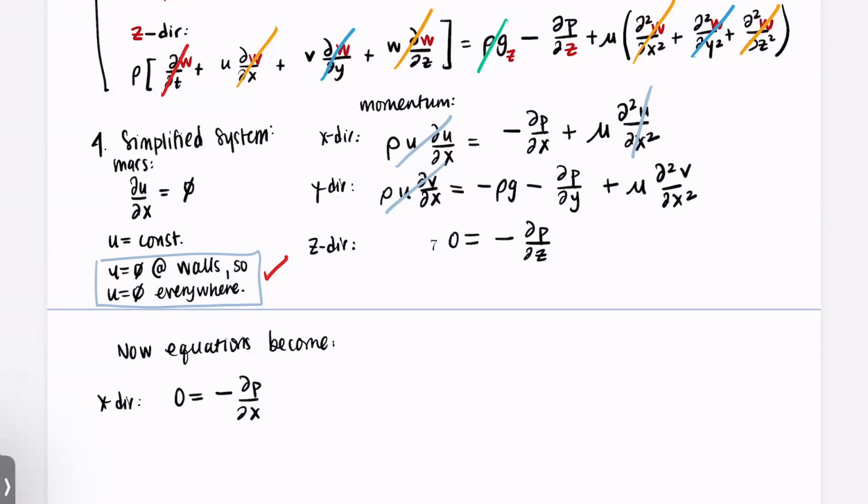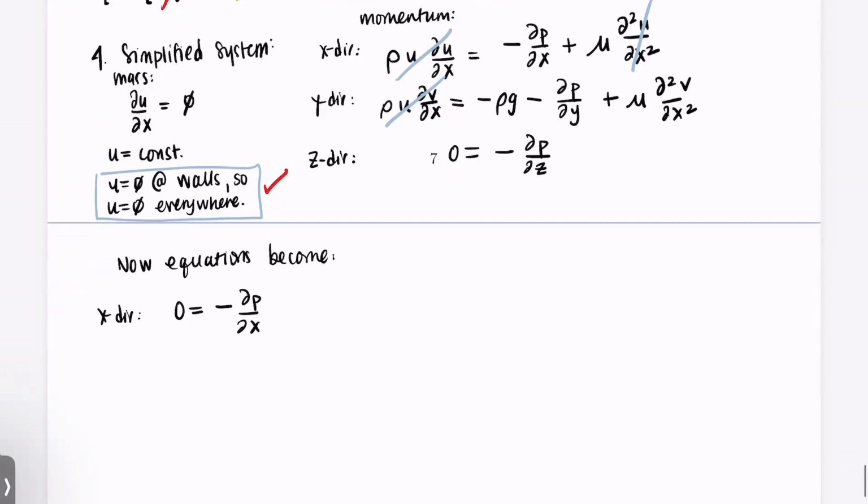Okay, so our x direction equation is very simple, and our y direction equation will become something that looks very familiar to what we've seen before. So we have 0 is equal to minus rho times g minus partial p partial y plus mu partial squared v partial x squared.